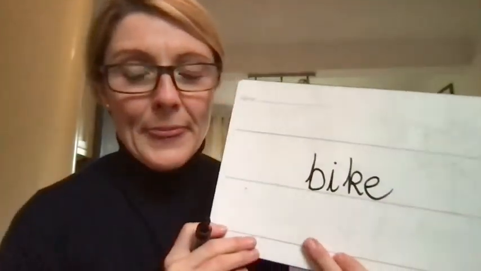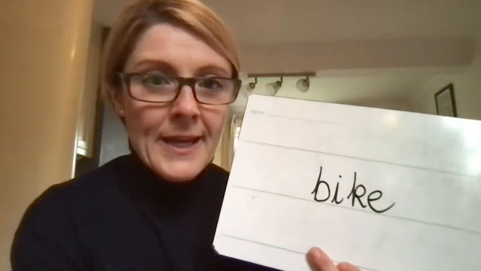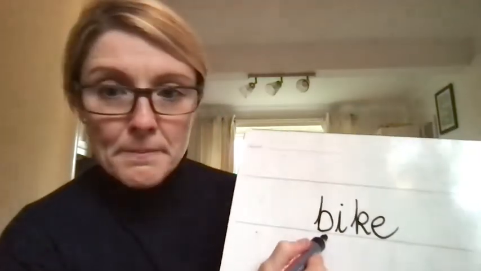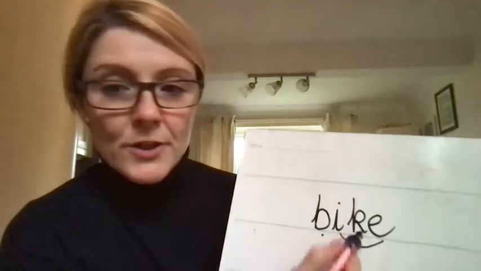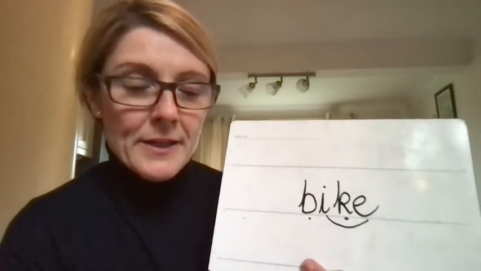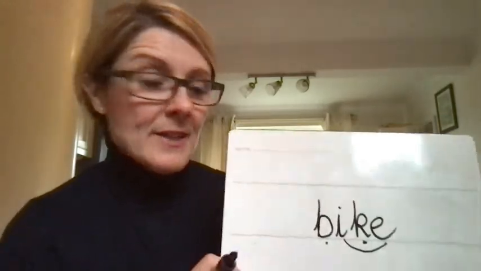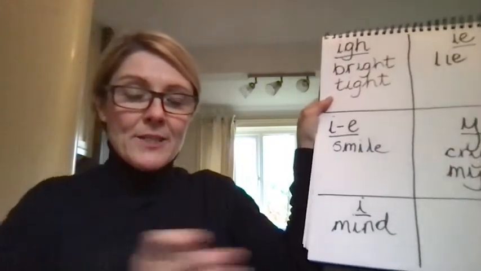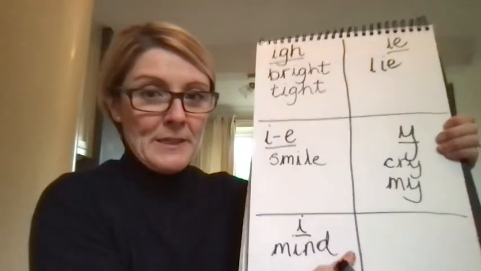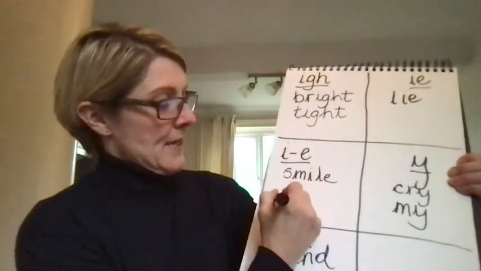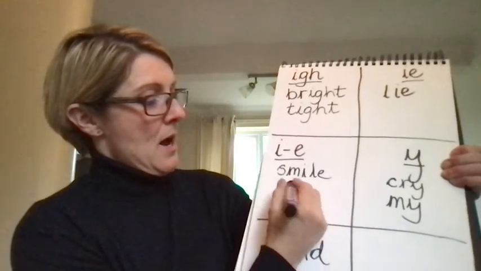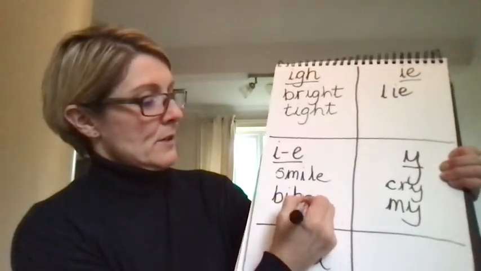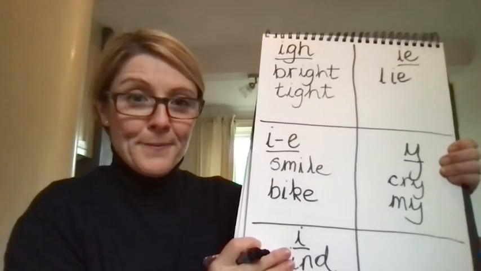This one. So how have I spelt I in this word? B-i-k. Bike. It's the split digraph, isn't it? Can you find that on your piece of paper and write it under the right heading, saying the sounds as you write it? B-i-k. Bike. Good.